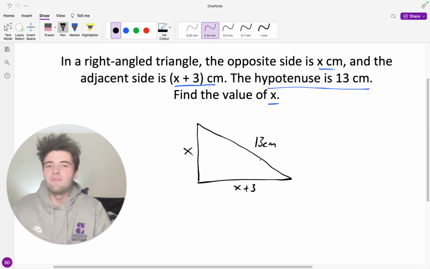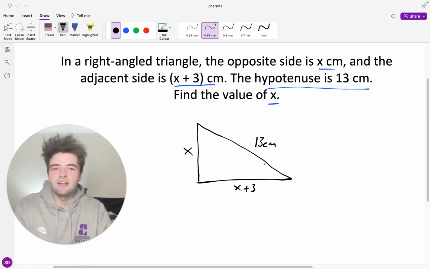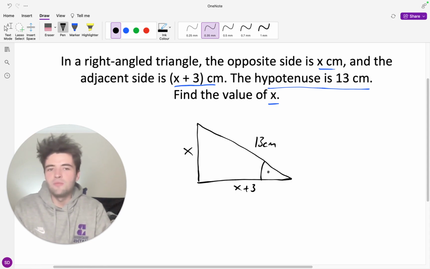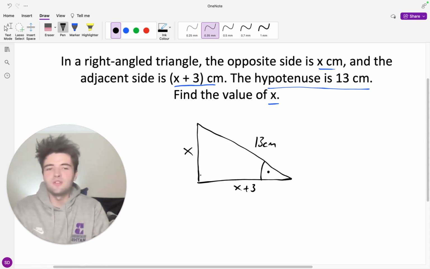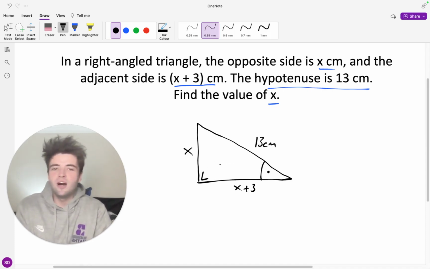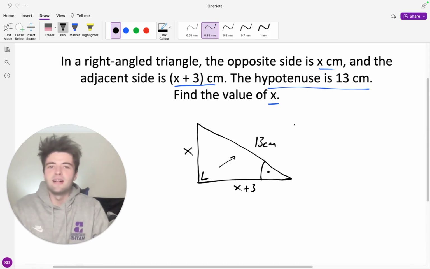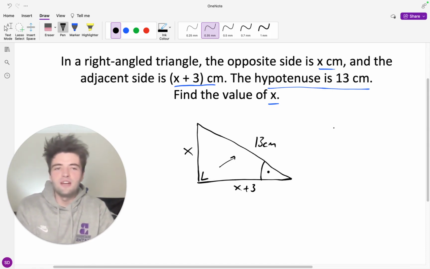Because we're told that x is the opposite, technically we would have an angle in here where we know the x is opposite that angle, but it's not too important once we actually get our triangle drawn correctly. And so we know that the right angle is going to be in here between the smaller two sides, opposite the hypotenuse. And so now we can actually set up our theorem and figure out what the value of x is.